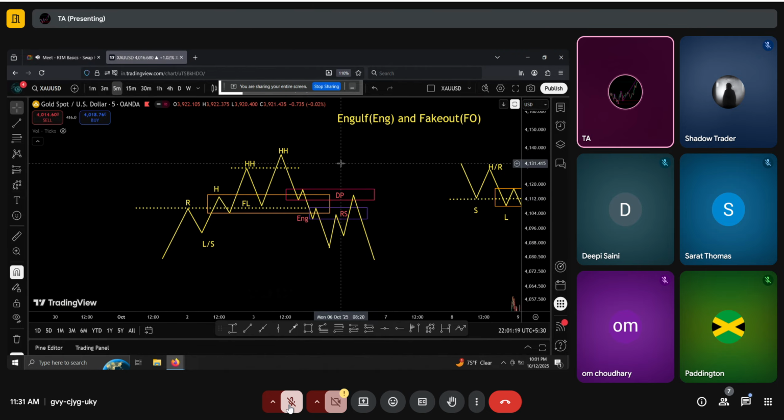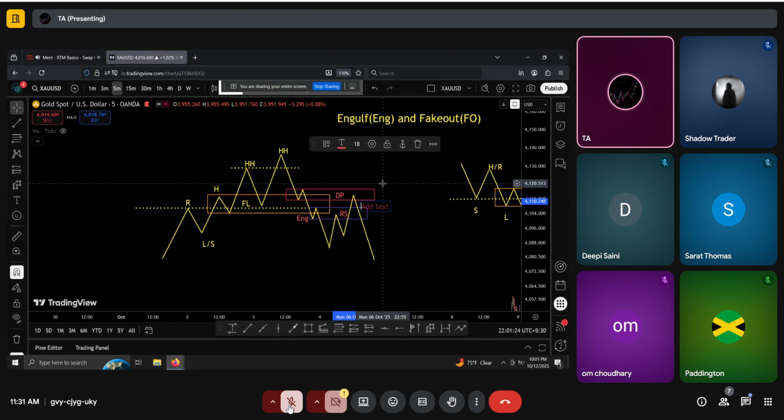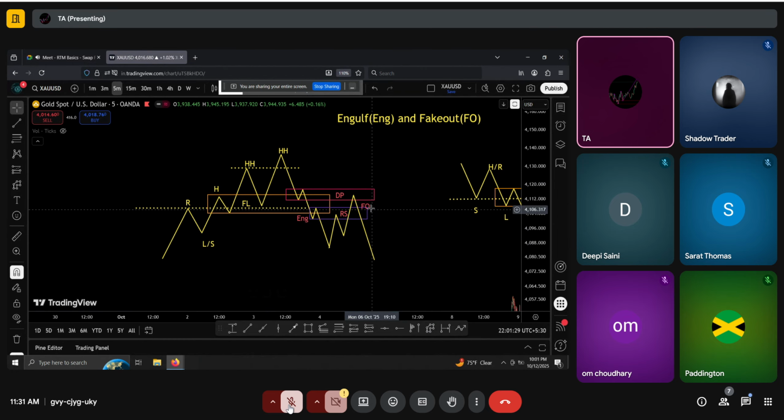Remember this. Fake out happens in the opposite direction of FL. And this fake out is what traps the traders. Right? Did you understand the psychology? Price came down, breaks this FL, so it pulls back, goes above this RS zone, but falls down again.